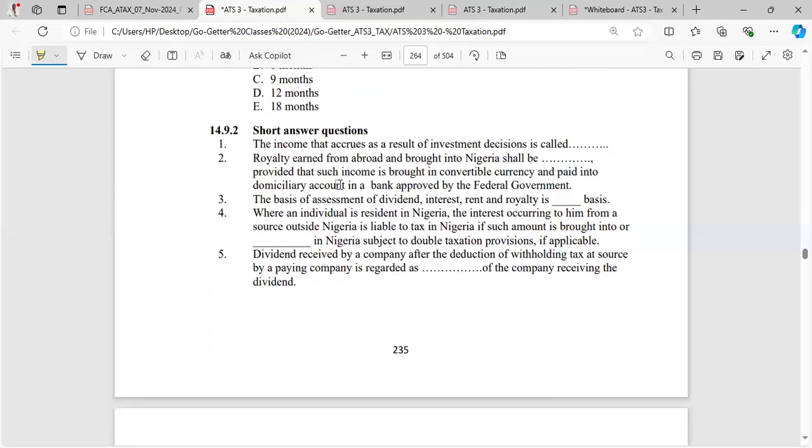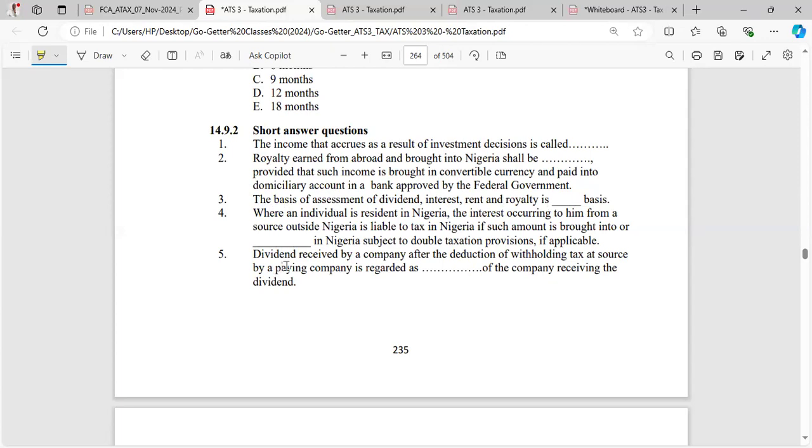Let's look at short answer question. Income that accrues as a result of investment decision is called what? Investment income. Royalty earned from abroad and brought into Nigeria shall be exempt from tax, provided such income is brought into convertible currency and paid into domiciliary accounts in a bank approved by the federal government. Number 3, the basis of assessment of dividend, interest, rent, and royalty is preceding year basis.